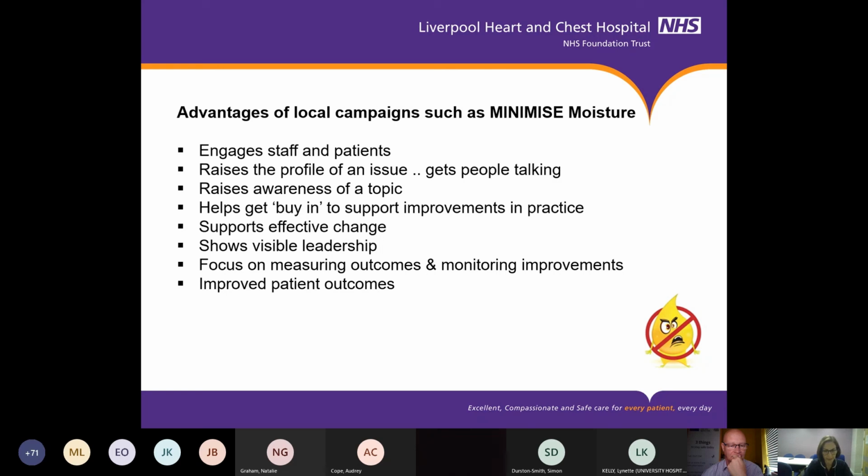You need the clinical buy-in. You need maybe the financial buy-in to support some improvements in practice. It enables effective change. It gives an opportunity to show visible leadership, and that focus on outcomes and monitoring improvements. Learn from my mistake and really think about them before you start. I think as nurses, we see a problem, we see it needs to be fixed, and we jump in. The planning stage is important, and ultimately it's about remembering why we do anything in our job, and it's to improve patients' outcomes. So thank you for listening to me.